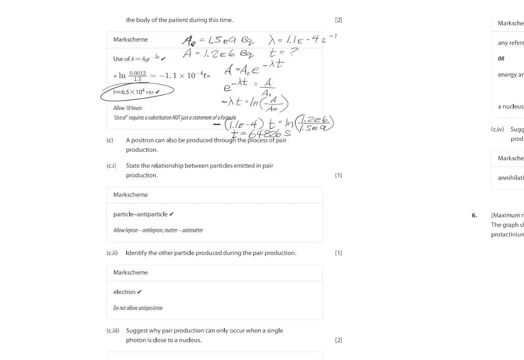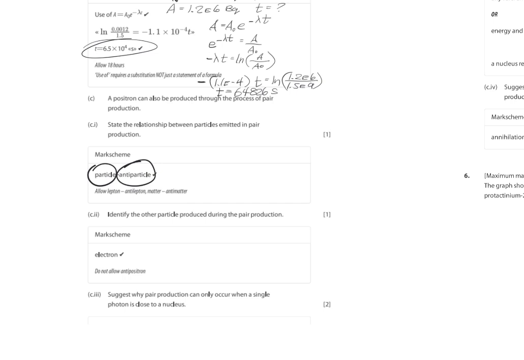C, a positron can also be produced through the process of pair production. So what's the relationship between particles emitted in pair production? When a pair of particles is produced, if a normal matter particle is produced, you must also produce an antiparticle with it. The other particle produced during the pair production would be an electron. I'm not sure if you learned that, that a positron is the antiparticle of the electron. It said don't allow anti-positron because you can't say anti-anti, right? The electron is the normal matter particle.